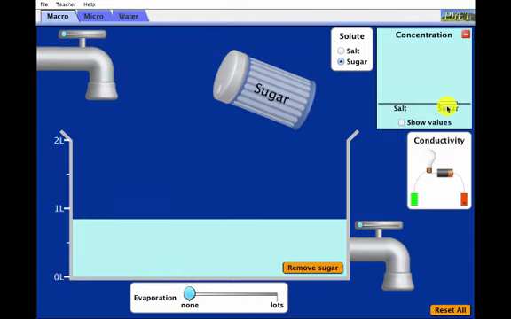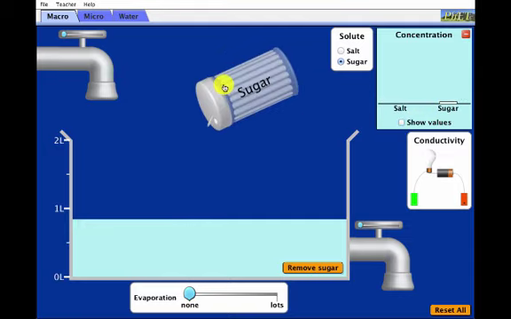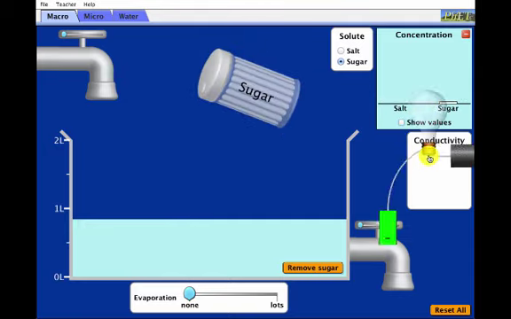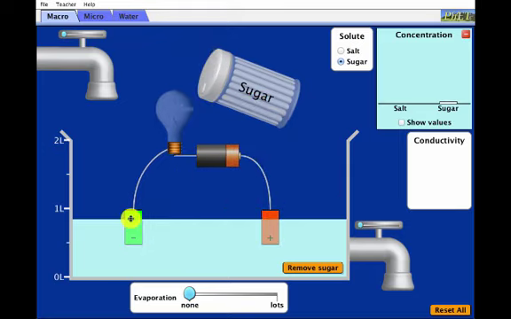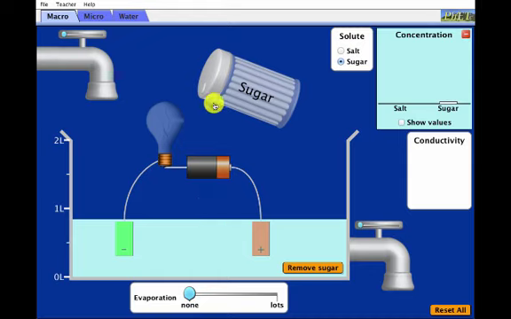You can see the concentration. Well, I guess it's not going to go up. It should, but anyway, I guess I'm out of sugar, no more is coming out. The point is, put this in here, no conductivity, because the sugar is considered a non-electrolyte. The sugar is not giving us the ability to conduct an electric current.